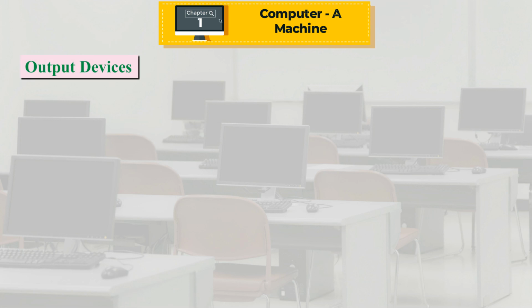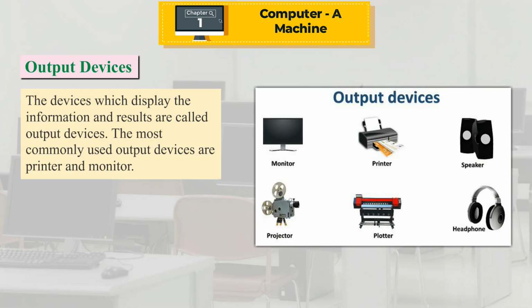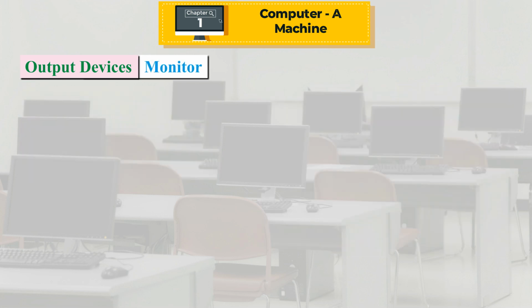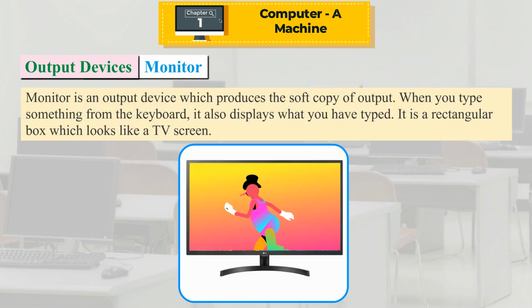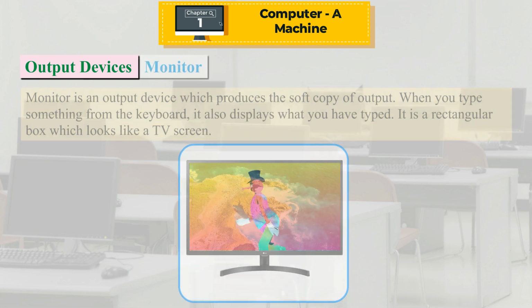Output devices. The devices which display the information and results are called output devices. The most commonly used output devices are printer and monitor. Monitor. Monitor is an output device which produces the soft copy of output. When you type something from the keyboard, it also displays what you have typed. It is a rectangular box which looks like a TV screen.